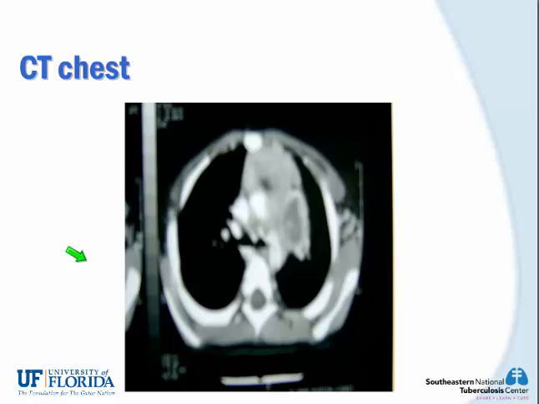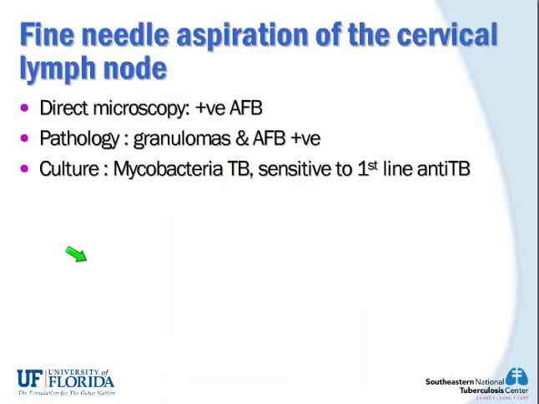And subsequently, there was a fine needle aspiration done for the cervical lymph node, which was 3 by 2 centimeters. The direct microscopy showed acid-fast bacilli. Pathology showed granuloma, and they were able to stain for acid-fast bacilli. And the culture showed Mycobacterium TB sensitive to all first-line anti-TB medication.